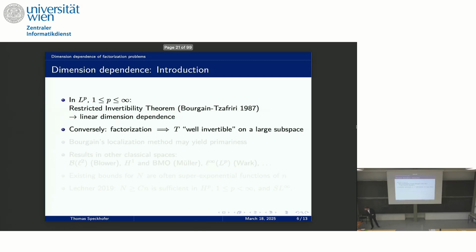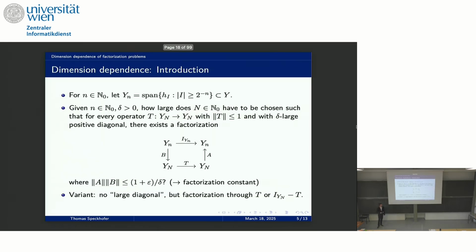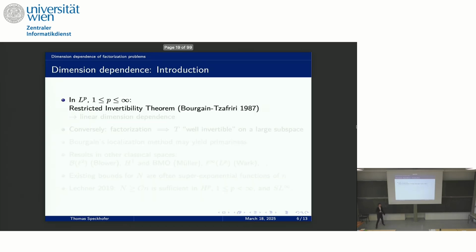And moreover, there is some converse statement which states that if there exists a factorization through T, as described earlier, then the operator T is actually well invertible on a large subspace of its domain. So to be precise, T will be invertible on the image of this operator B, and its norm isn't too large, so has a reasonable size.